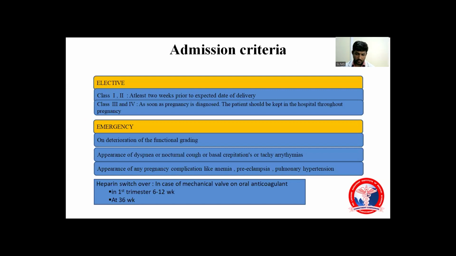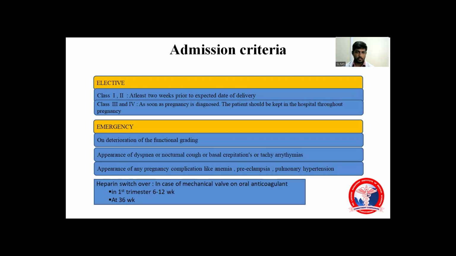What are the admission criteria for a patient with cardiac disease? When do we admit patients with cardiac disease? Elective admissions in class 1 to 2 are at least 2 weeks prior to the expected date of delivery. And in class 3 and 4, as soon as pregnancy is diagnosed, the patient should be kept in hospital throughout pregnancy, which is impossible, but we need to do it.